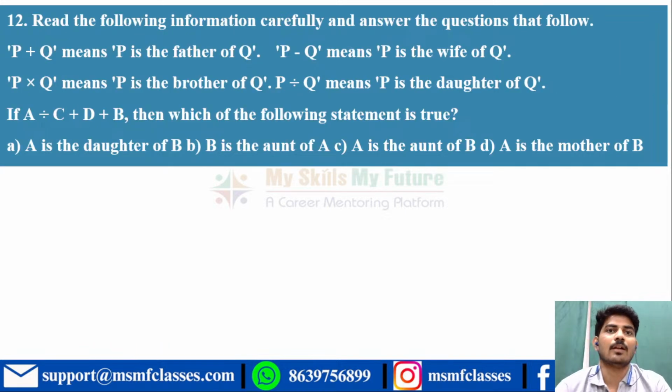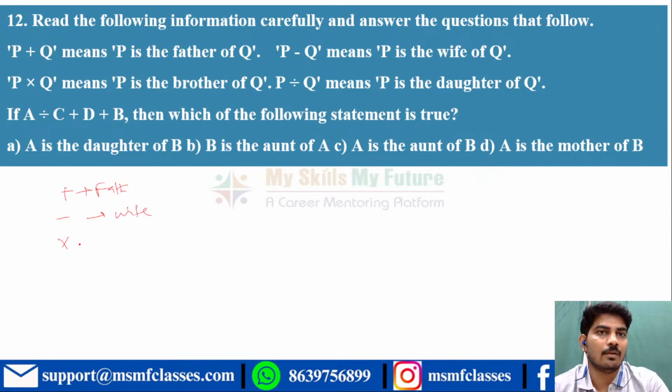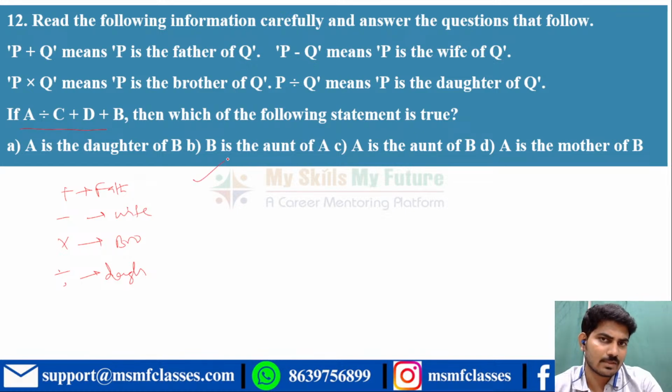And the next question, read the information carefully. Okay, we are going to the answer directly. So here plus means father, minus means wife, into means brother, and divided by means daughter. So what is the question asking? A. This similar question we already explained in the previous session. The answer for this question is A is the answer of C.